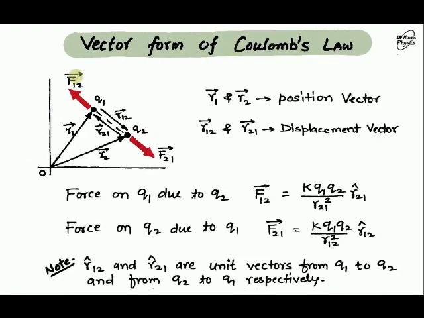Now vector form of Coulomb's law. That was the scalar form of Coulomb's law. In that we dealt with only magnitude. We studied about only magnitude of charges. Now how can we write the expression for Coulomb's law in vector form?